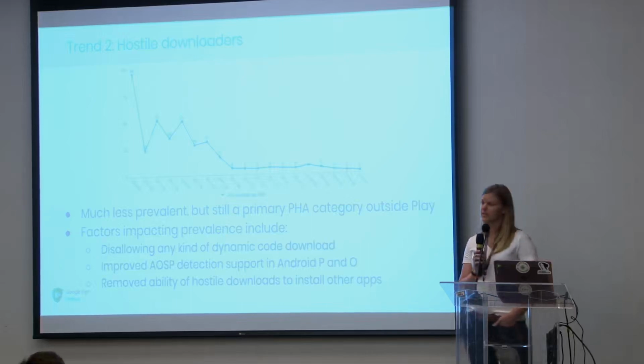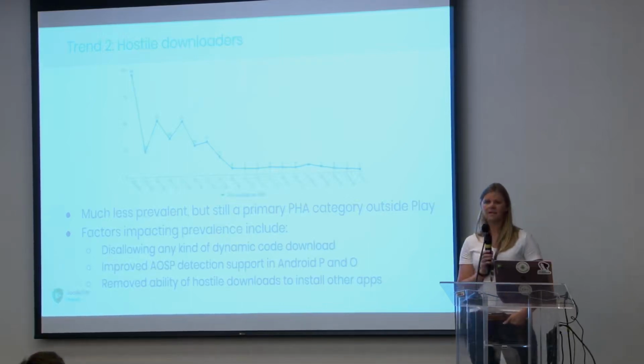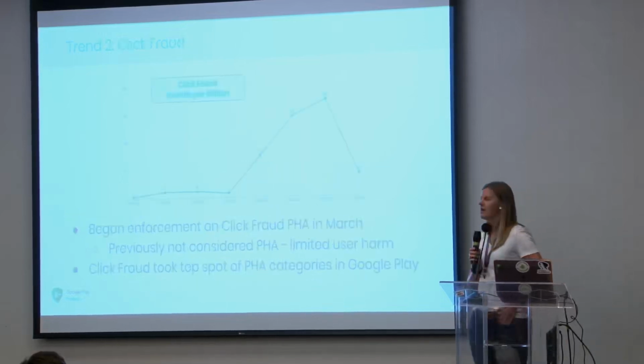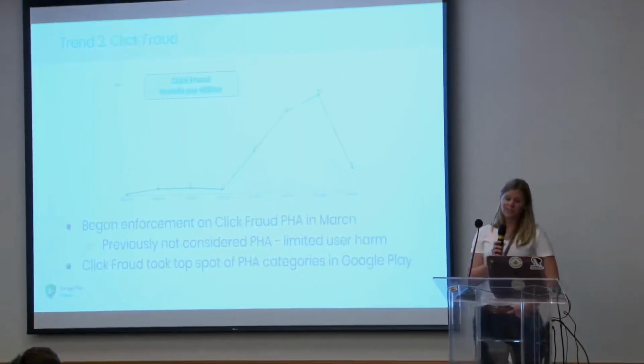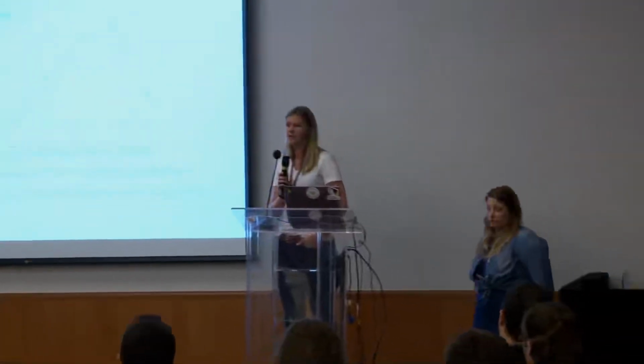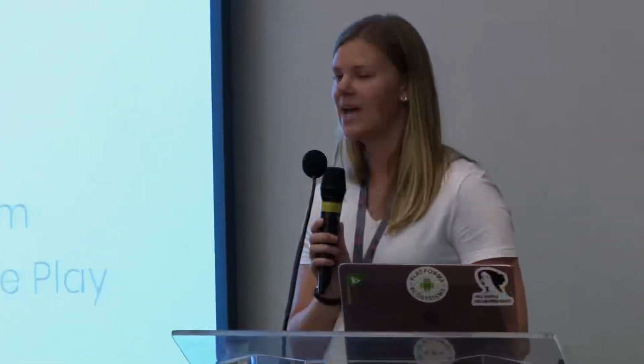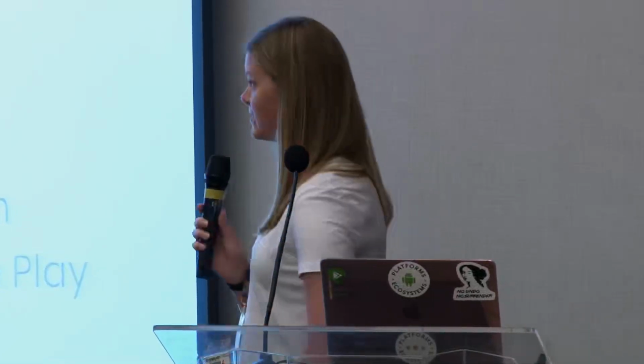But if anyone else is looking into this area and has any other insights, we'd love to chat. The third trend we wanted to talk about was click fraud. Now, the data here only goes back until December last year, and obviously, looking at the slide, the trend looks pretty awful for the first half of the year, but that's actually mainly because we only began enforcement against click fraud in March of this year, so hence you see that big lovely spike going on there.